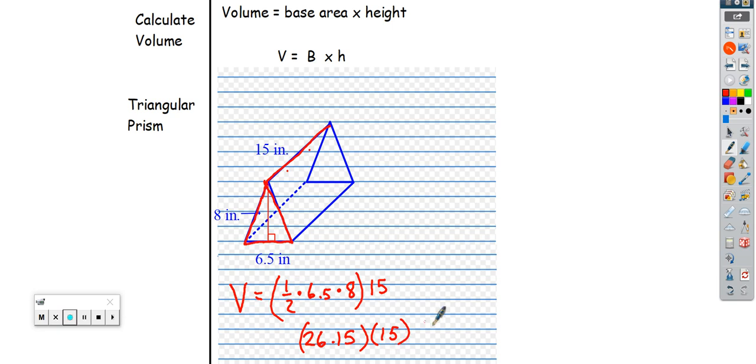And when I multiply all of that out, I get that my volume is 390 inches cubed. So 390 cubes would fit inside of this triangular prism.